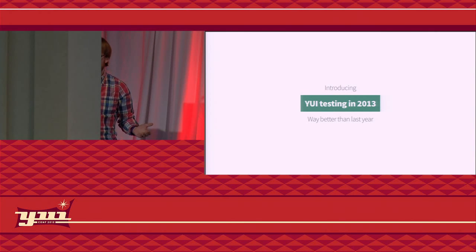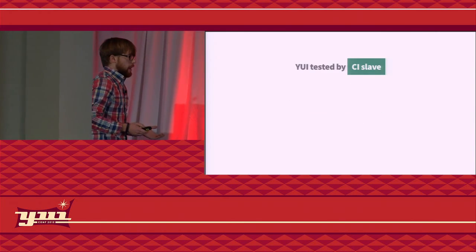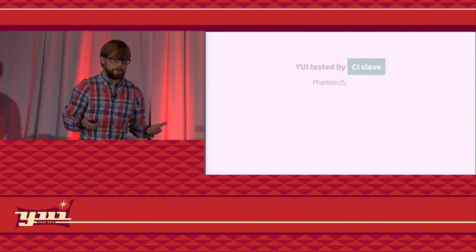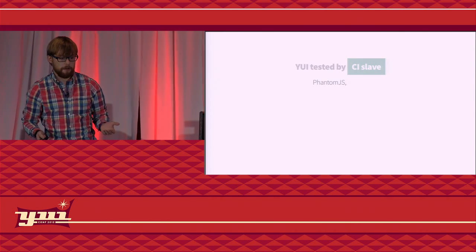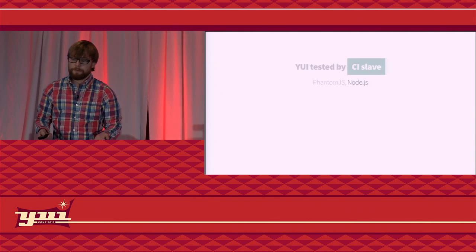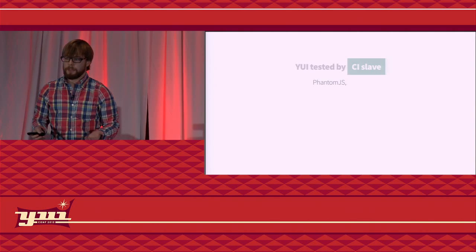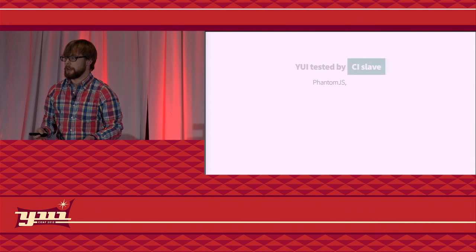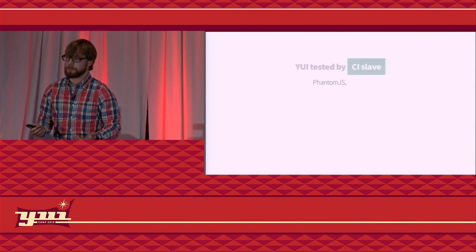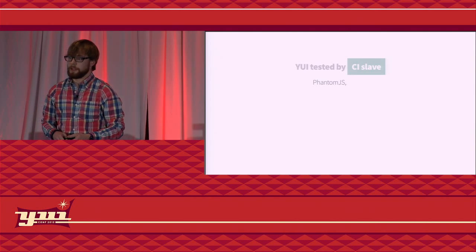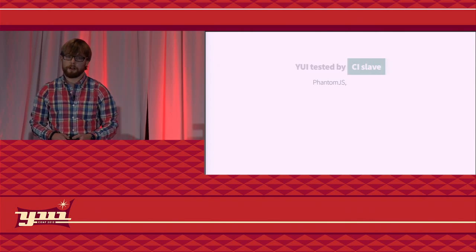So, introducing what we do now. With just a CI slave, we can test with Phantom.js and Node. Phantom.js isn't something we officially support, but it's fast, right? So right away we can see if there's a problem. We use Grover to do this, which is an open source project on our GitHub.